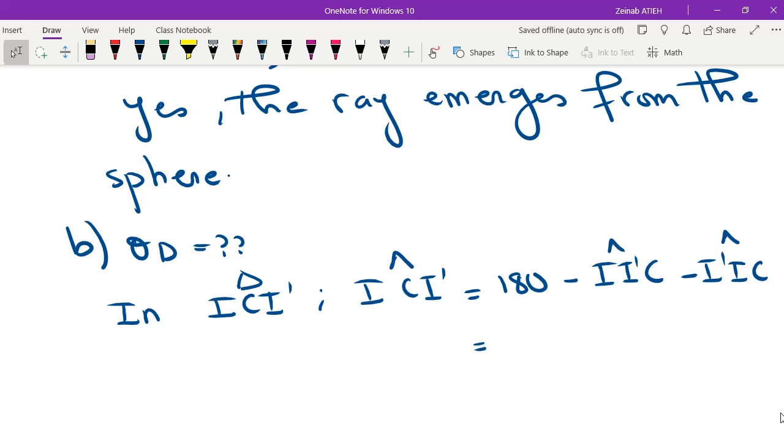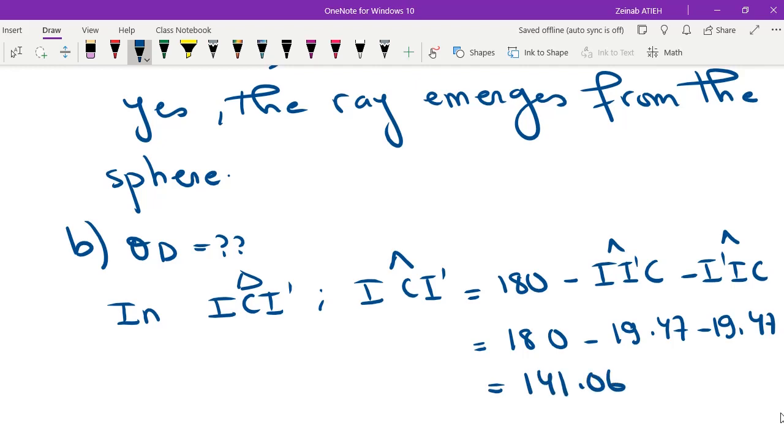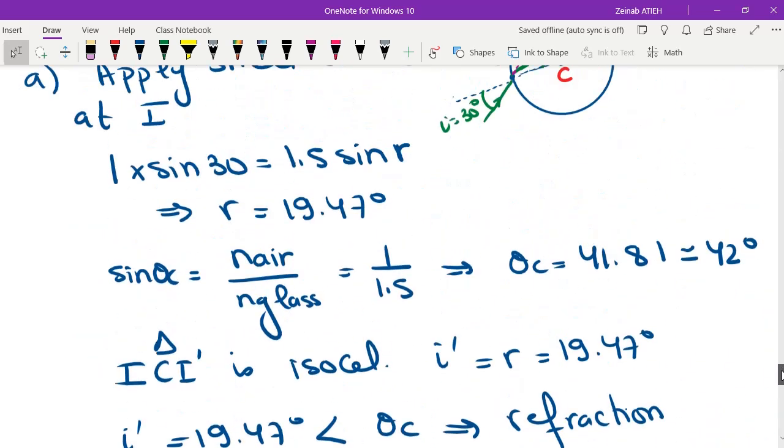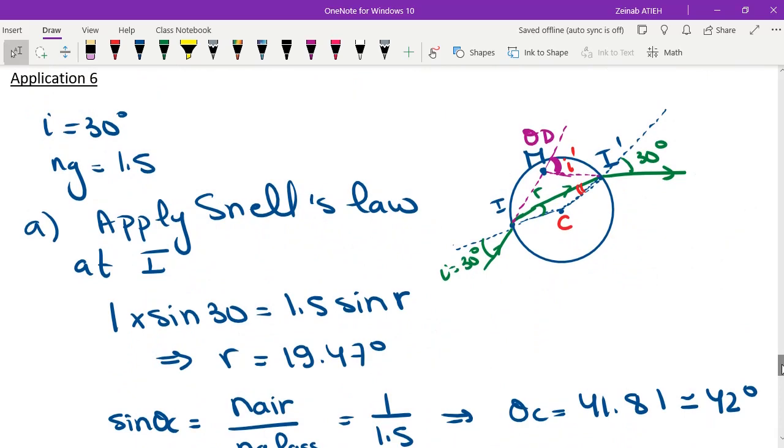It's equal to 180 minus 19.47 minus 19.47. Calculate it. It will give us 141.06, approximately 141 degrees. So we found the angle ICI prime. Now I want to find the angle IMI prime. If I find it, I can get theta d because it and theta d are supplementary. The sum is 180. Let's find IMI prime.